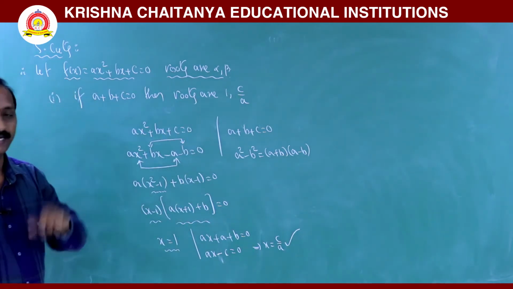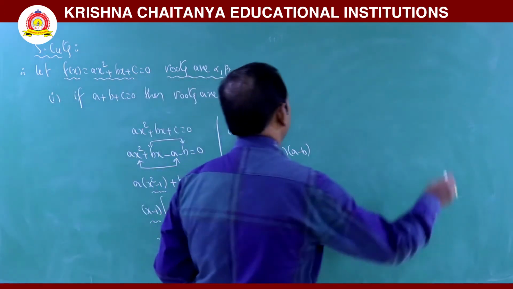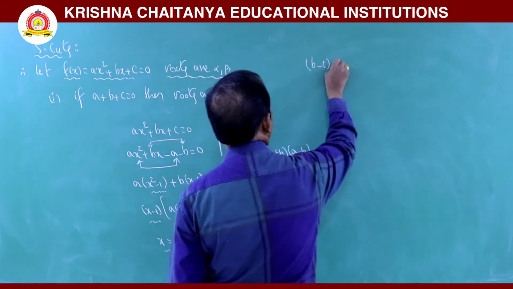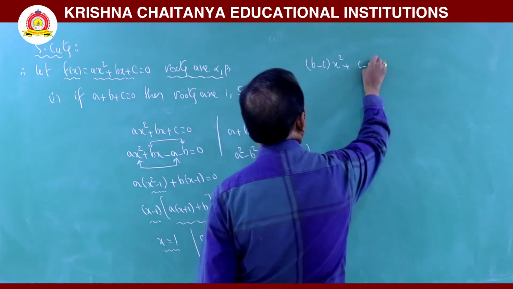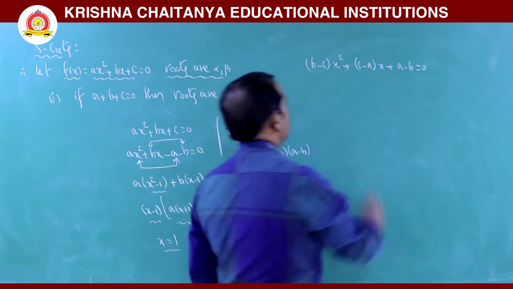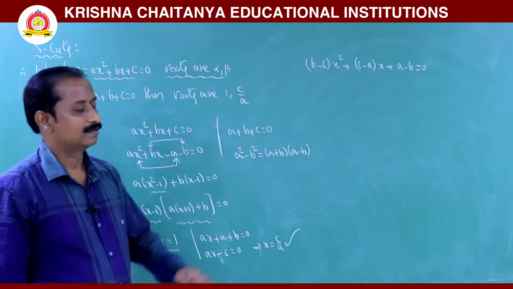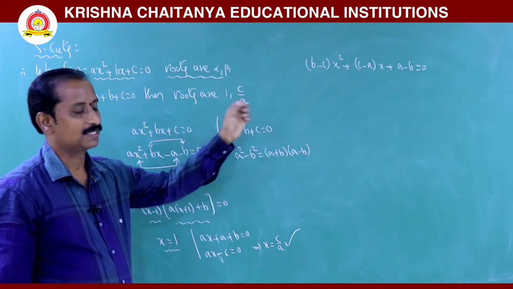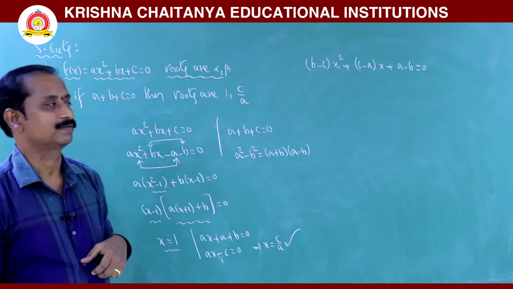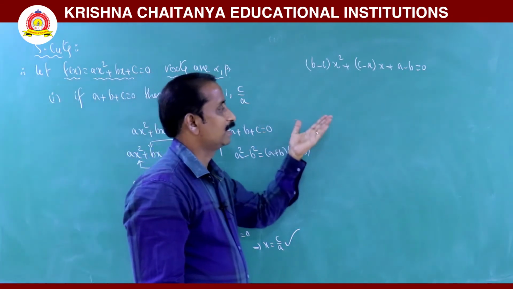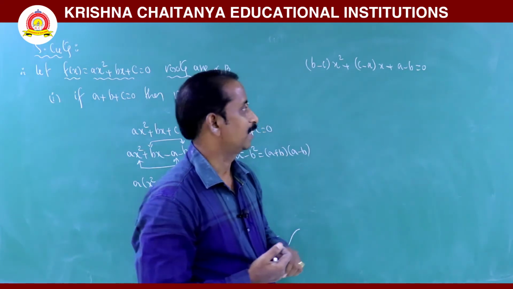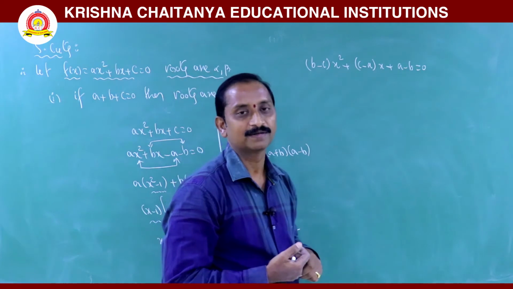We can move to an example of this respective condition. For example, b minus c into x square plus c minus a into x plus a minus b is equal to 0. This is the given quadratic equation. For the respective quadratic equation, the roots are equal. Then we need the relation between a, b, c. In general, roots are equal means delta is equal to 0.